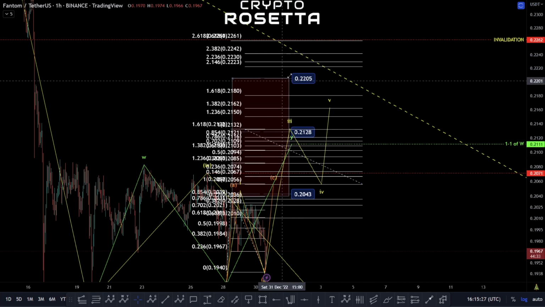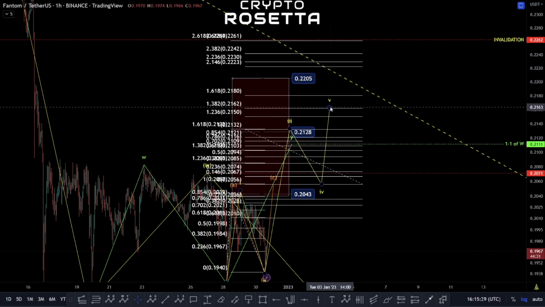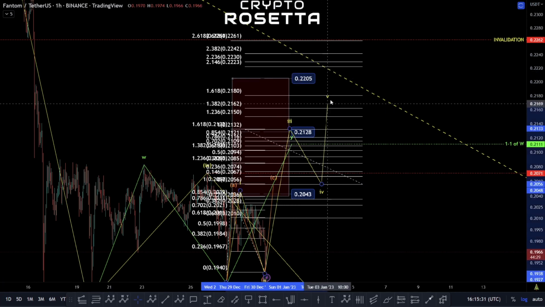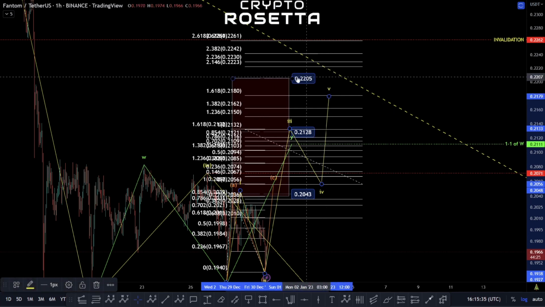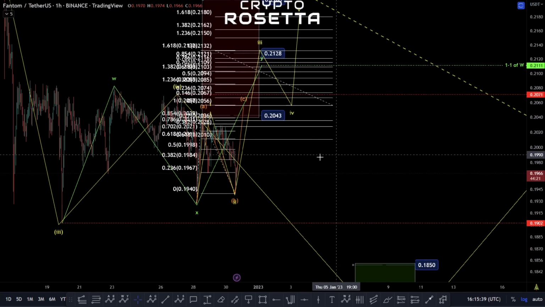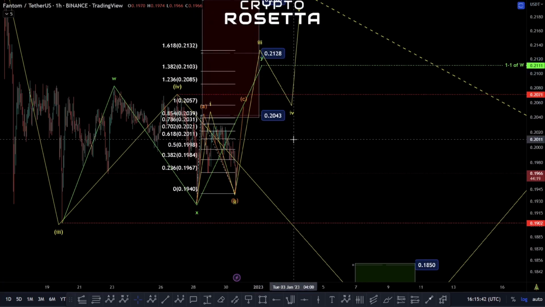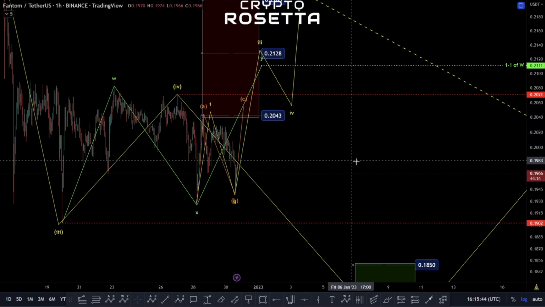And we could see potentially there might be some waves extending within here or something to that effect. And then we could look to target a little bit higher, maybe even retest this trend line before getting rejection. So that's what we're currently looking out for here.